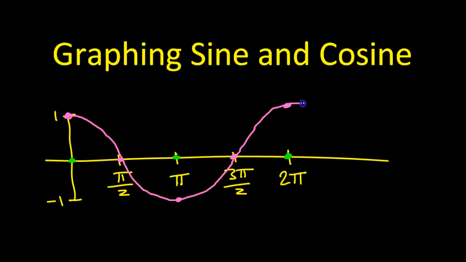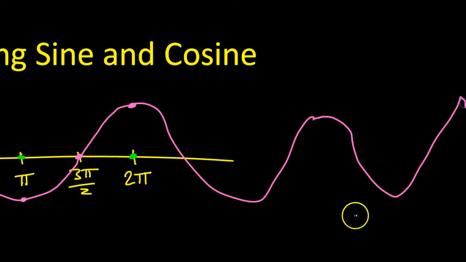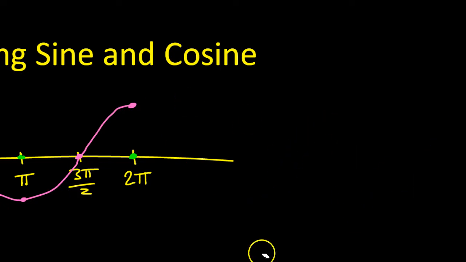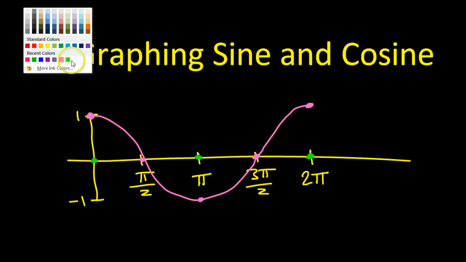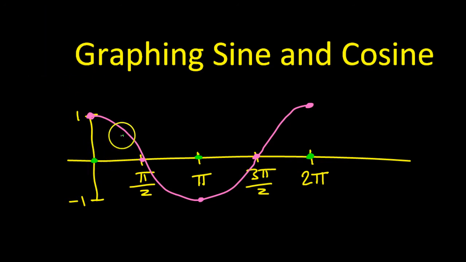Now if you kept going with either one of these functions, it just continues this pattern: down, up, down, up, down, up. But for now, I want you to focus on between 0 and 2 pi, because once you've got that, you could continue it as long as you wanted to. So cosine starts high and sine starts low. Here they are together on one grid. That's the backbone of our lesson today.